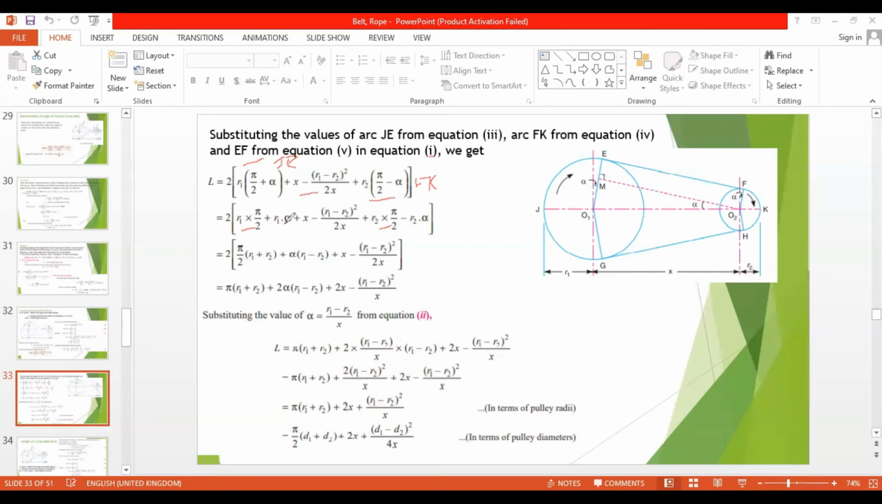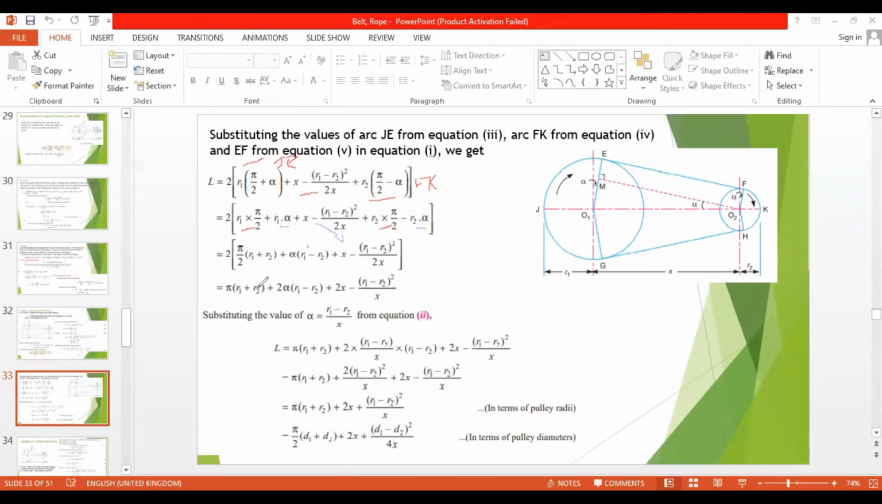I have R1 alpha here, R2 alpha here. So I will group these two, taking alpha out, R1 minus R2. This is also now grouped. And I have left with x minus R1 minus R2 whole square upon 2x, right? So that will come as it is, x minus r1 minus r2 whole squared upon 2x. Right? So now we will solve it.